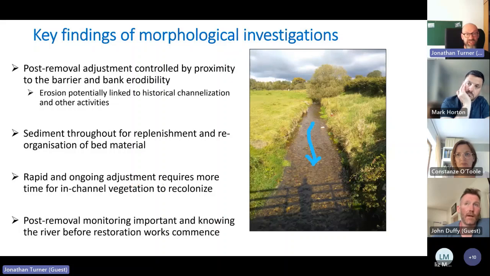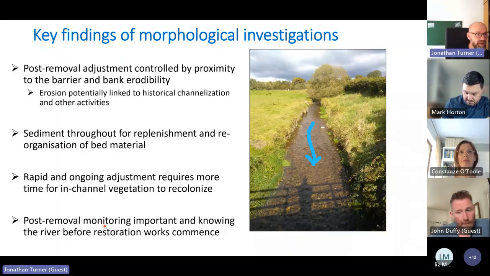So when we originally did this study, there was quite a lot of in-channel macrophyte vegetation, but that actually hadn't returned by the time we finished this project. But we are planning on going up there towards the end of this summer to do another survey. So we're interested in seeing if the rate of change is going to continue to reduce, and I would anticipate there might well be some in-channel macrophytes now starting to grow on the riverbed. We would hope there would be. And I guess that brings me to the last point, really, which is that removal and post-removal monitoring is going to be important, and knowing the river beforehand is also very important for restoration before you begin restoration works.